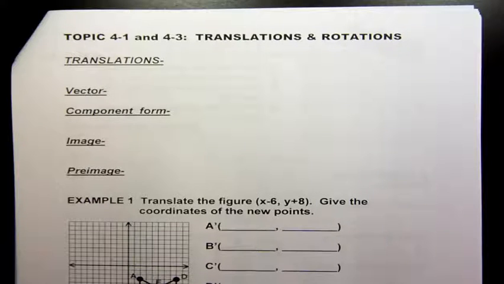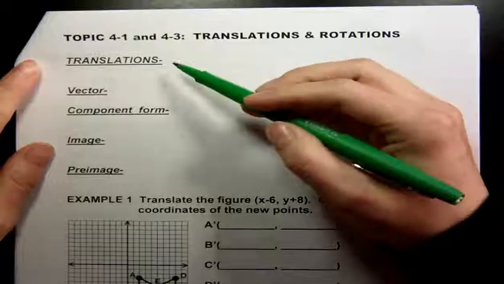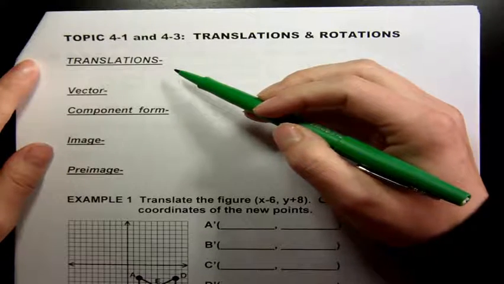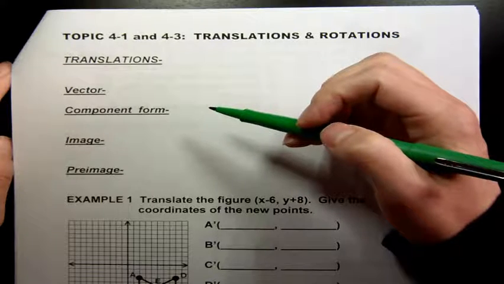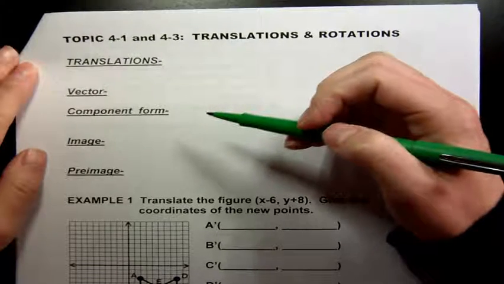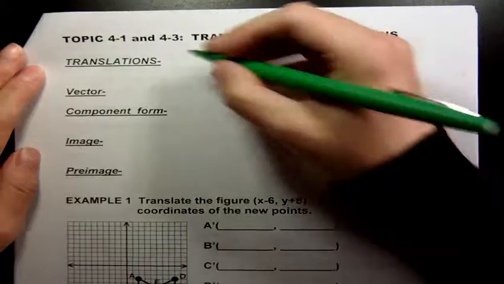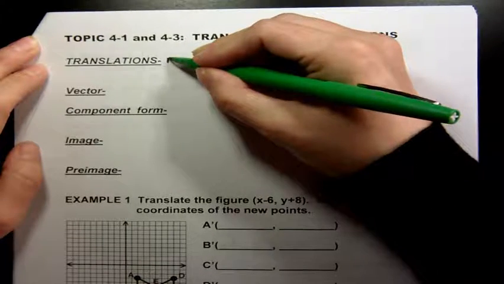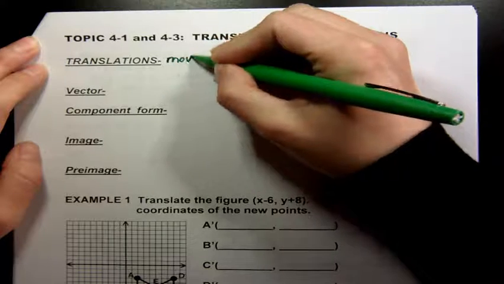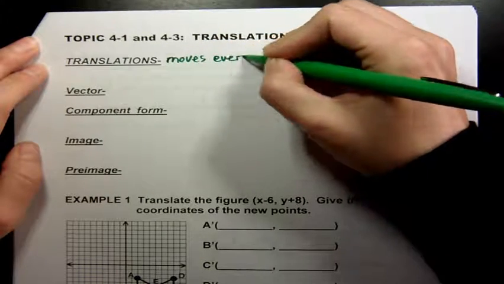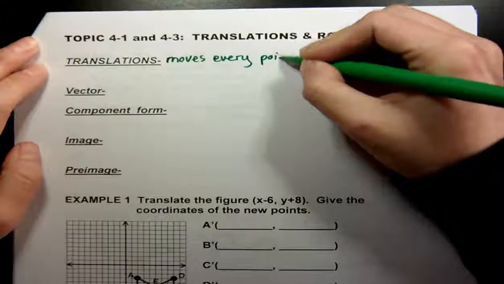All right. So, do you guys know the word translations? Have you heard that word before? Yes. What would you say it is in your words? Changing across. So changing across, and so our full definition would be that it moves every point the same distance in the same direction. So we're going to write that out.